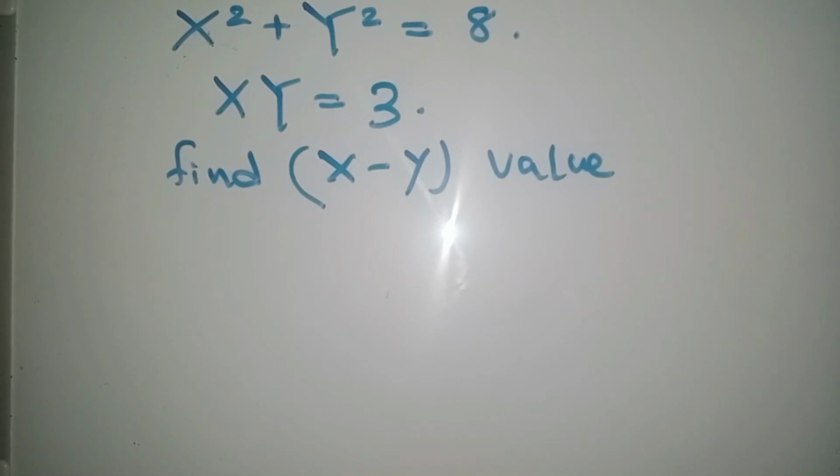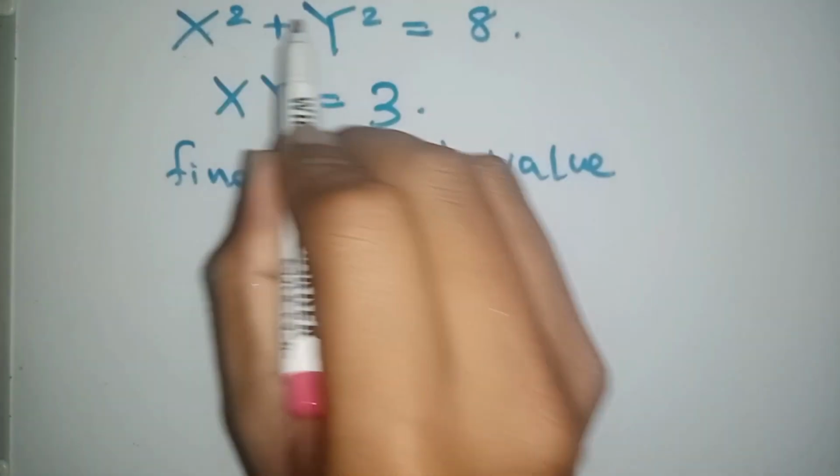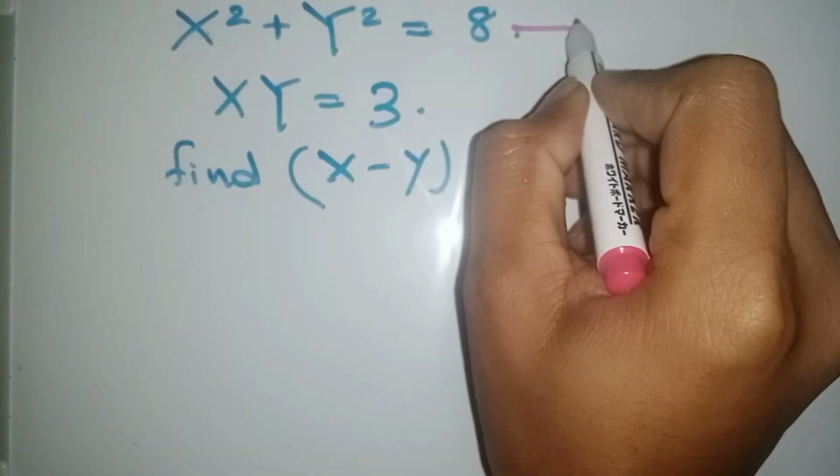Hello guys, in this video we are going to find the x minus y value. I have x square plus y square equals 8. This is my first mathematical expression. Actually, this is a simultaneous equation. This is my first equation.